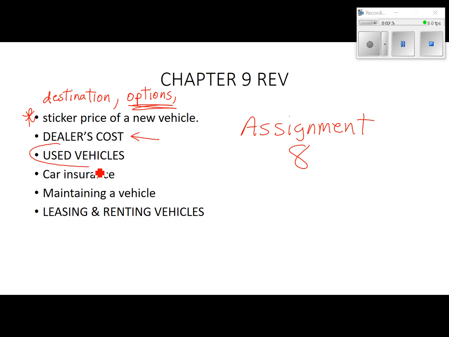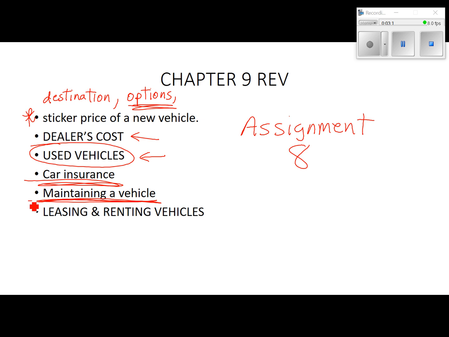Used vehicles, not a whole lot about used vehicles. The thing we did as the assignment on used vehicles was I gave you 3 cars. Just know some of the different things with used vehicles, and what goes into the cost of a used vehicle, the mileage, the style of car it is, and so on. Car insurance, different kinds of car insurance. You have liability, you have collision. Make sure you know those different styles. We'll talk about that here in a minute.